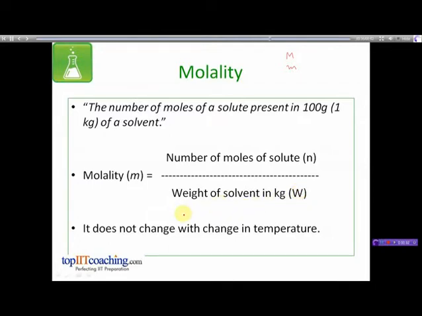Molality is considered a better way of expressing concentration of solutions as compared to molarity because molality does not change with change in temperature since the mass of solvent does not vary with temperature.